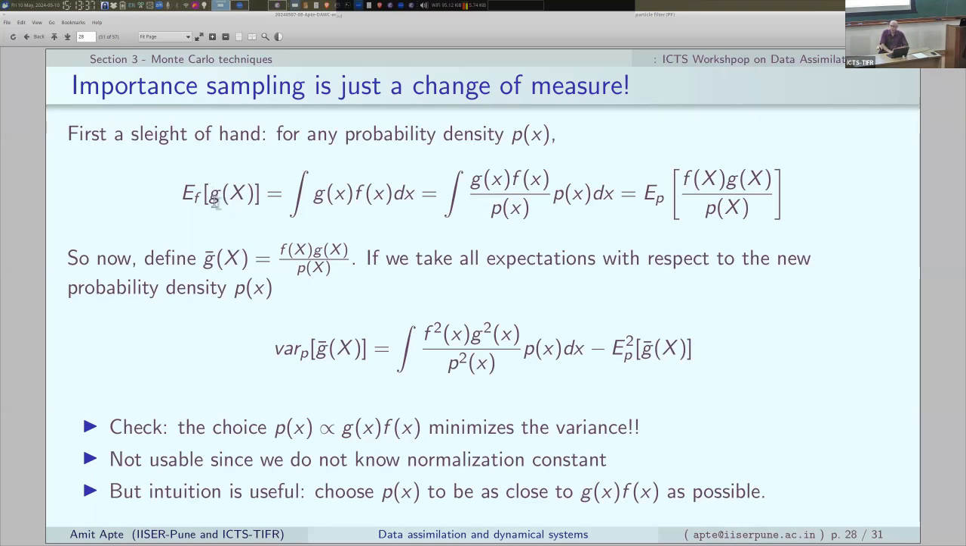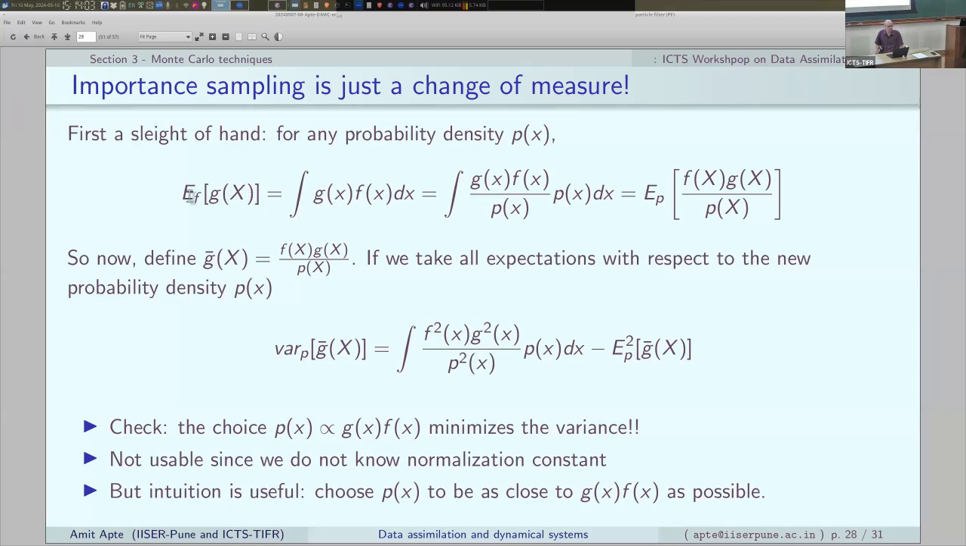So if you want to compute the expected value of g of x with respect to the density f, the definition is clearly this: integral of g of x f of x dx. That's the definition of the expected value. Okay, are you happy with this definition in the first place? The expected value of the function g with respect to the density f is written over here.